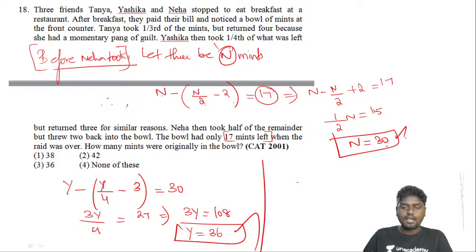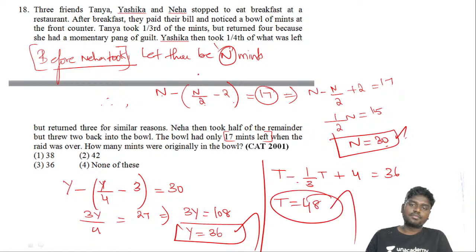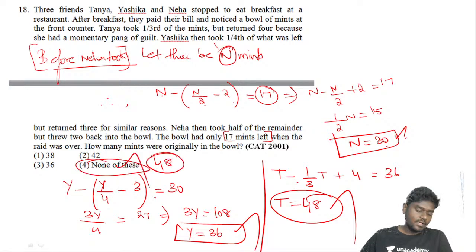Now we can do what? I know the fact that 36 is the minutes left after Tanya took. Then we got this t minus 1/3 of t plus what exactly? How much she returned? She returned 4. You get 36. From this, you got the value of t to be 48. So the answer for this question is absolutely 48. None of these is the right answer. Is that clear, guys? Kindly give me a thumbs up if you're super clear with this.